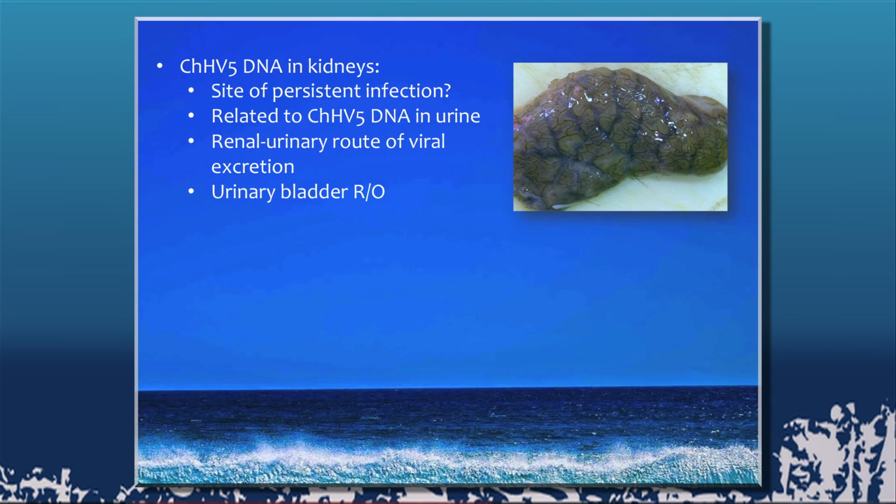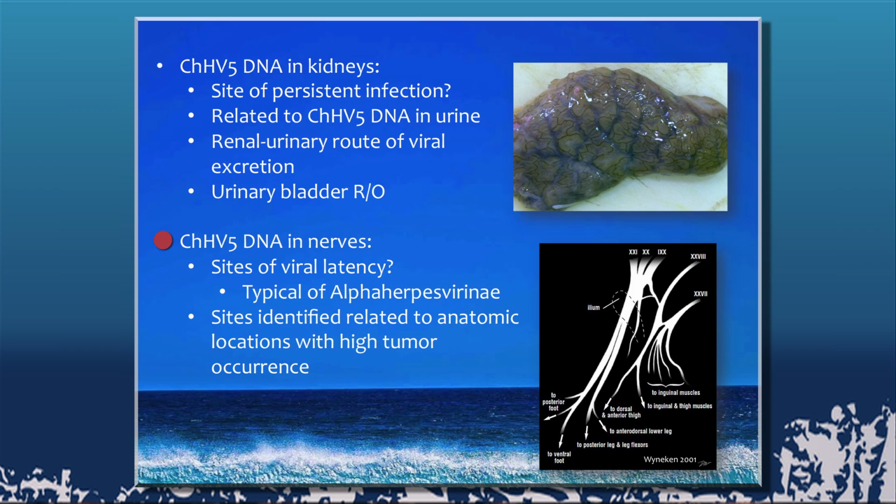So there's a lot of stuff that we don't know about this virus, and I think by understanding the basic biology of the virus, then we can understand more about the disease process. So this study gave me more questions than answers, but basically made me wonder if the kidneys are a site of persistent viral infection, probably related to the presence of the viral DNA in urine, pointing to a renal urinary route of viral excretion. Also, the presence of the viral DNA in nerves points to, again, potentially a site of latency of this virus, which is typical of this type of virus.